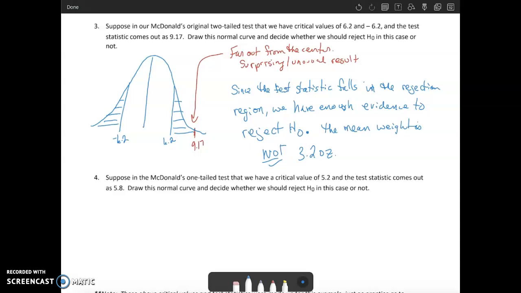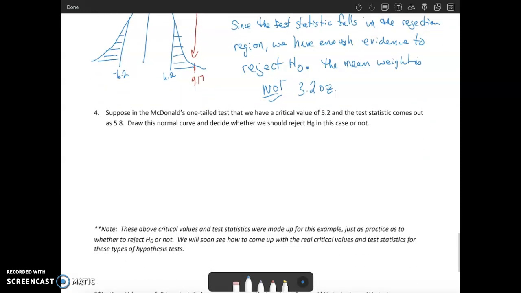Then it says, suppose that in the McDonald's one-tailed test, we get a critical value of 5.2 and a test statistic of 5.8. This is supposed to be 6.2. Rewrite this, 6.2. Rewrite that. I wanted to use the same test statistic. I'm not sure why that got changed.